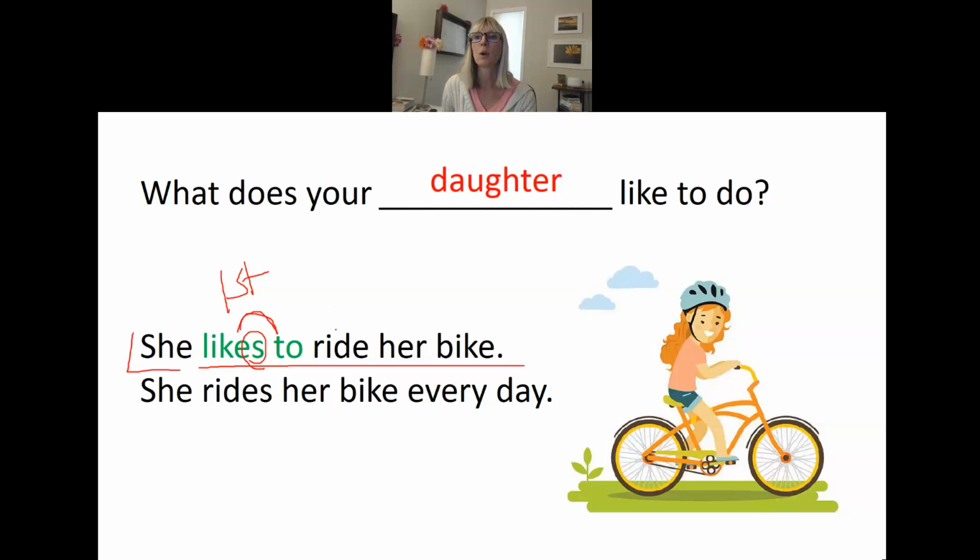She likes to ride her bike. This is your second verb. Second verb, no change. Okay? I can also say she rides her bike. First verb, only verb. She rides her bike every day. This is what we want to practice the most. She likes to ride her bike.